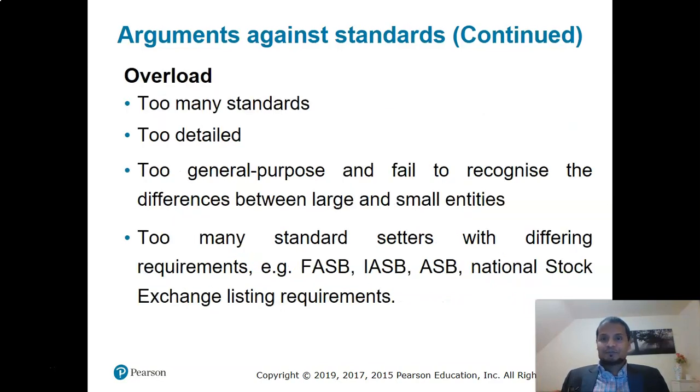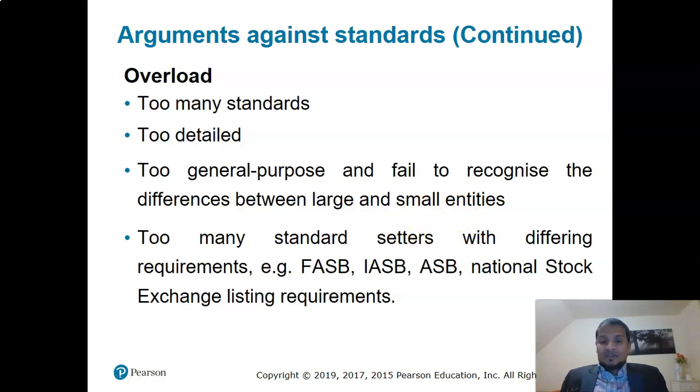And also some other arguments against standards are that there are lots of standards, too many standards. Different organizations are producing standards. There are US standards, Malaysian standards, UK standards, or some Islamic organizations produce some kinds of standards. Some traditional or conventional organizations produce different standards. And standards are too detailed. It's very hard for some people to understand who don't have expertise in that particular area. And particularly for smaller entities, they cannot cope with those, right?